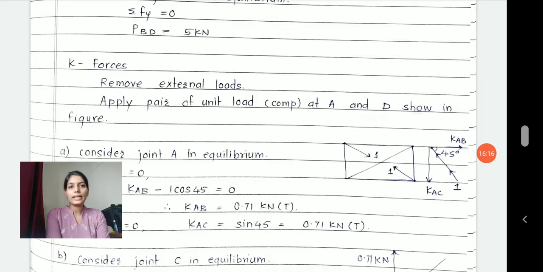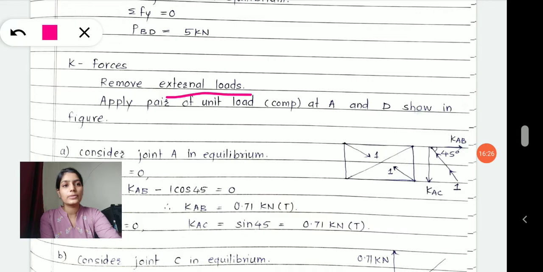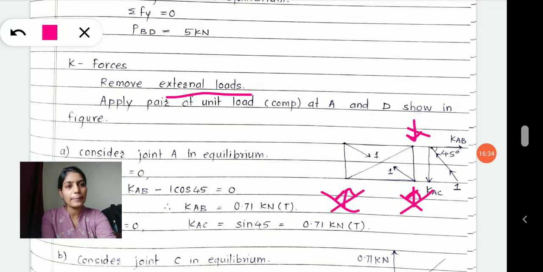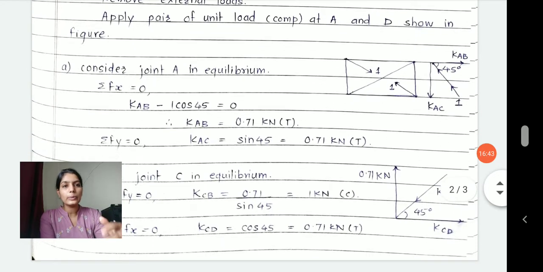Now once we have calculated all the P forces, we will move towards the K force. While doing the K force, what is the instruction? To remove the external loads. It means the 5 kilonewton load acting at the corner and the reaction have been removed, no reactions, and apply the redundant force of 1 kilonewton in the direction of the redundant force. Then again analyze the forces in the members.